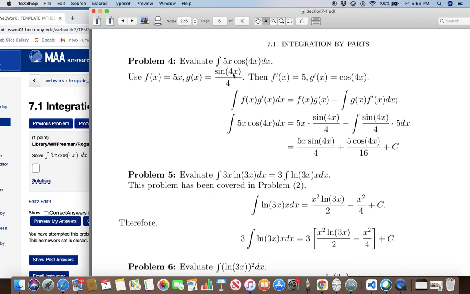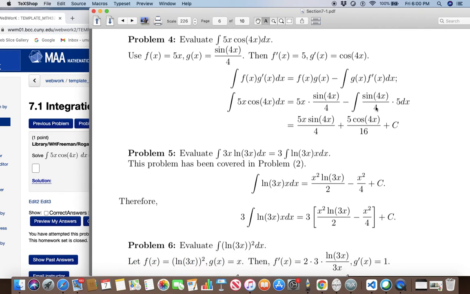That is sine 4x over 4. That is g of x. Why did we do that? That way, g prime is the second factor. So the second factor has to be the derivative of a chosen function. So that's how you choose this. f is 5x, its derivative is 5. That's straightforward. Integral f g prime is fg minus integral g f prime.